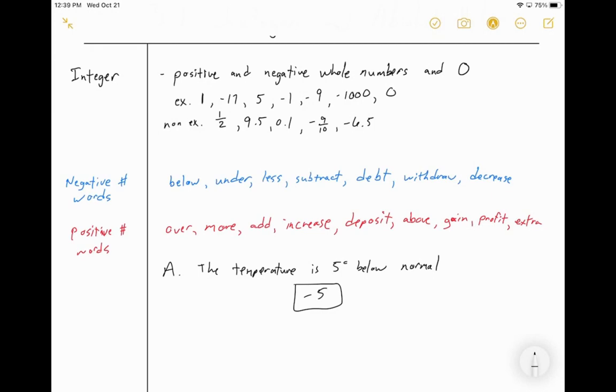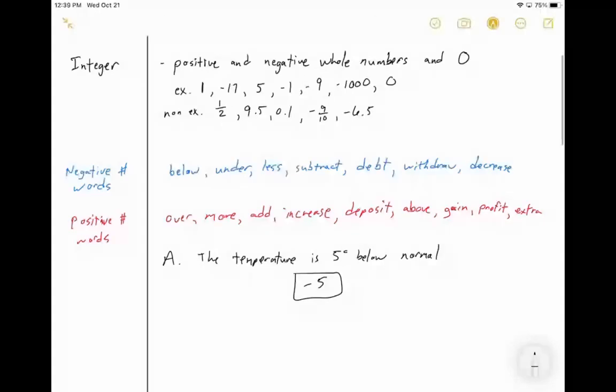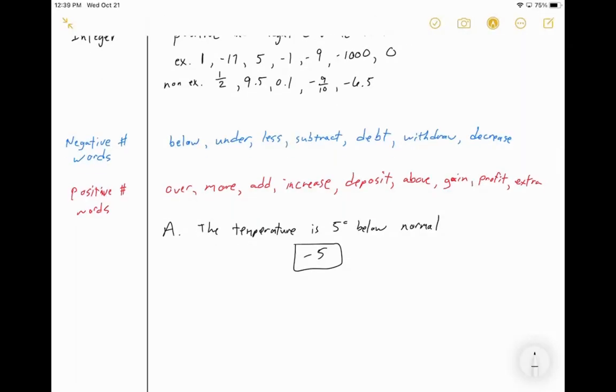So that's one example. I'm not going to do a whole lot of examples for this, but that's one thing you're going to have to be able to do. Is it should be a positive or should be a negative, okay? All right. The next thing you're going to have to do is you're going to have to graph.